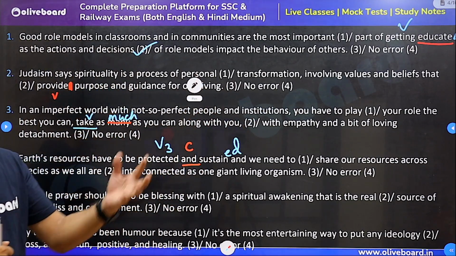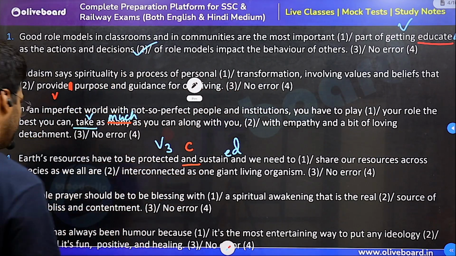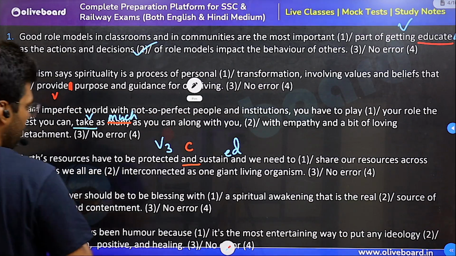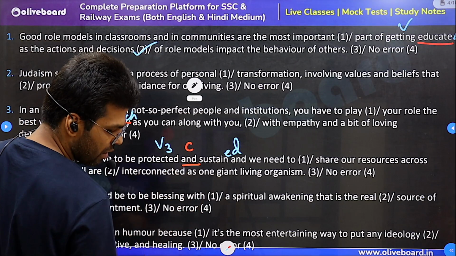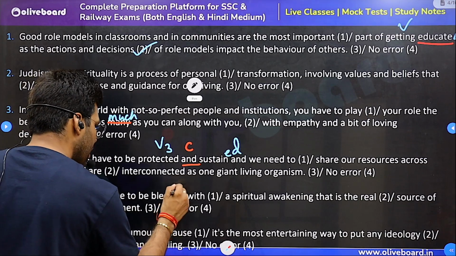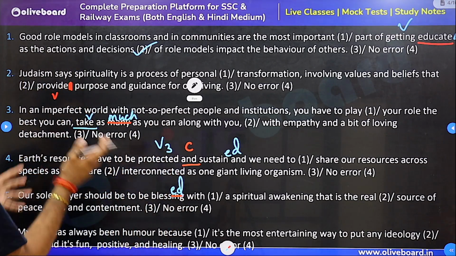Active voice is not needed. If I am praying, I don't want to bless someone when I am praying. So our sole prayer, that means we are praying. We shouldn't be blessing someone. We don't have the object. Who are we going to bless? No, not blessing. When we are praying, we want to be blessed with a spiritual awakening.